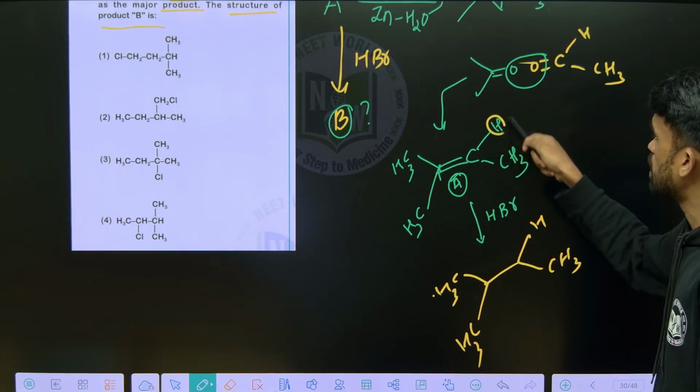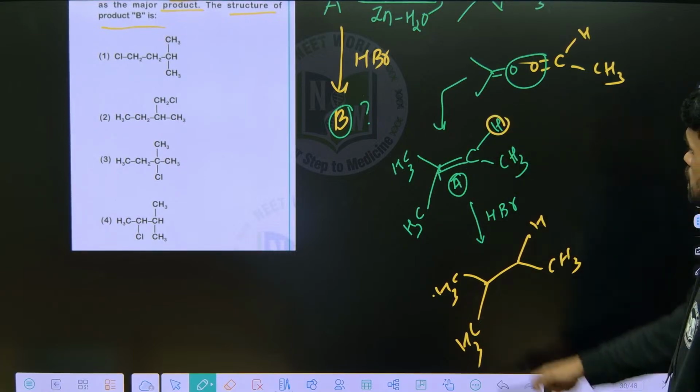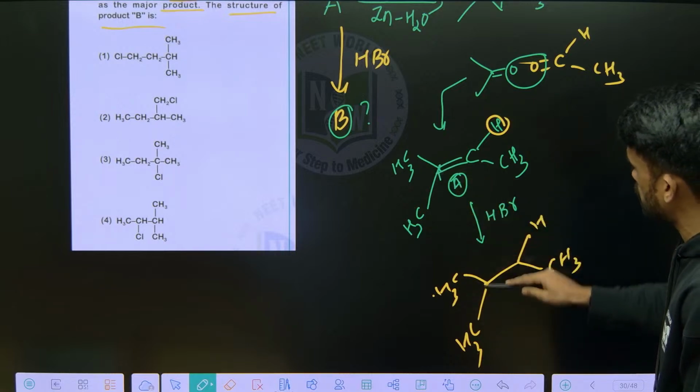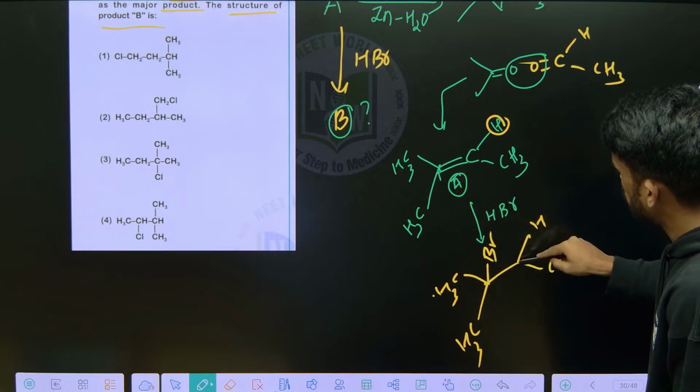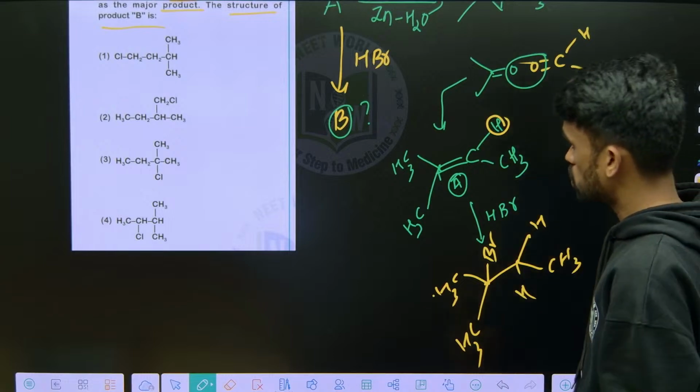Here it is having 1 hydrogen. So where do we need to add? The least number of hydrogens are on this carbon. So there you need to add bromine. Here you need to add hydrogen. That's it. So look for the answer.